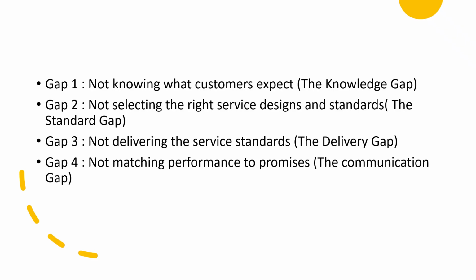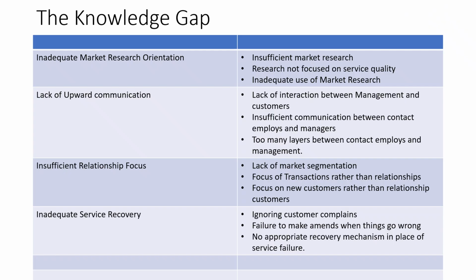All right, so moving on to the gaps. The first one is not knowing what customers expect, also known as the knowledge gap. The second one is the standard gap. The third one is the delivery gap. And the fourth is the communication gap. And the fifth is the customer gap or the perception gap, which we are not going through so much. Let's just go through the 4 gaps. Let us now explore the gaps.